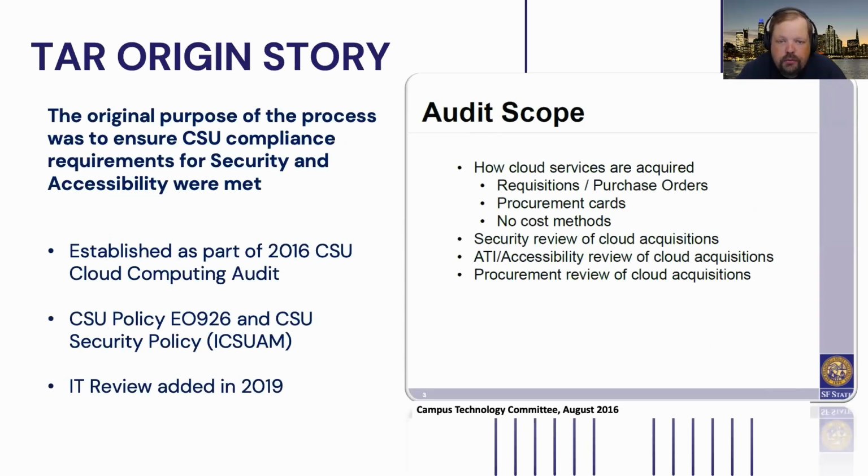So why do we do TAR? It's often a question that we get. The reason is it's CSU compliance. So there's two major compliances they're requiring: one for accessibility, which requires that certain software be accessible for all of our students and employees, as well as a security compliance portion of that, which requires the software and items that we buy to meet information security compliance. And we at San Francisco State added an IT review to make sure that it makes operational compliance make sense.